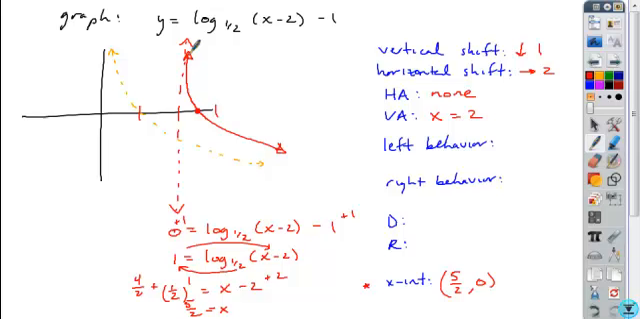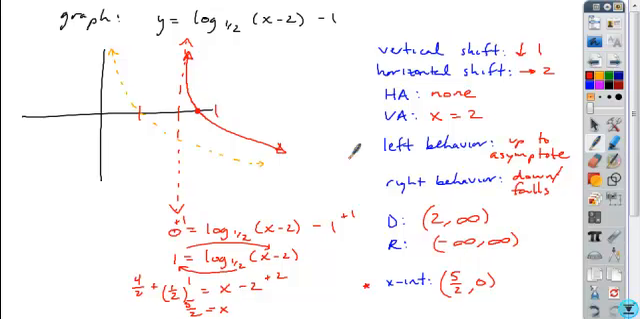This is my graph, so I can identify my left and right behaviors. To the left, my graph goes up to the asymptote. To the right, it goes down, or it falls to the right. My domain extends from my shifting, or my vertical asymptote, so it extends from 2 to infinity, and doesn't touch either one. My range, which is my y's, goes from negative infinity to positive infinity, again all real numbers. And so there are the remaining properties and tendencies that exist for this graph.